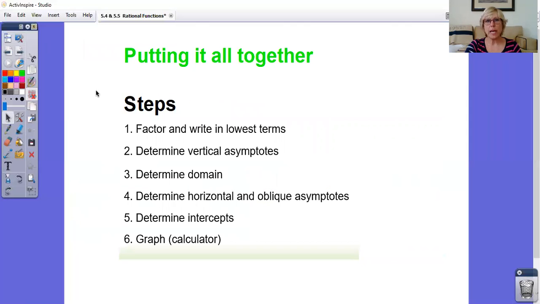So let's put it all together. So our steps, number 1, make sure you factor. Write in lowest terms, and I'll talk about lowest terms in a little bit. Determine your vertical asymptotes and your domain, they kind of go together. Determine your horizontal asymptote. Oblique asymptotes, I will talk about that later also. Determine your x-intercepts and your y-intercepts and get a good graph on your calculator.